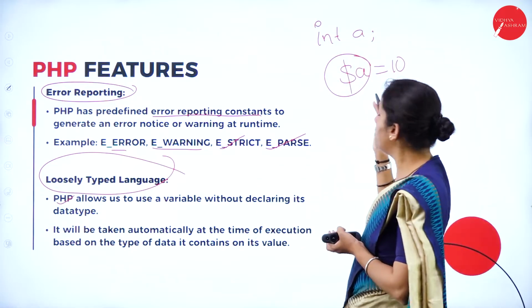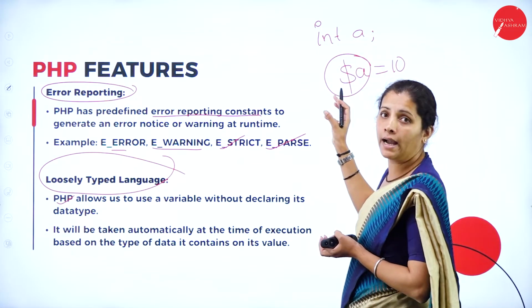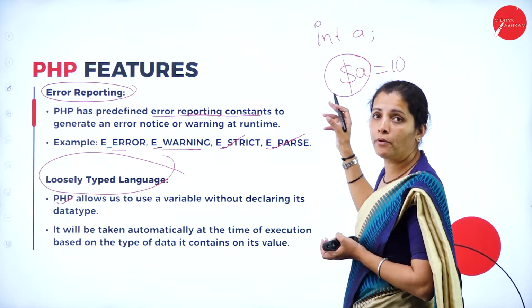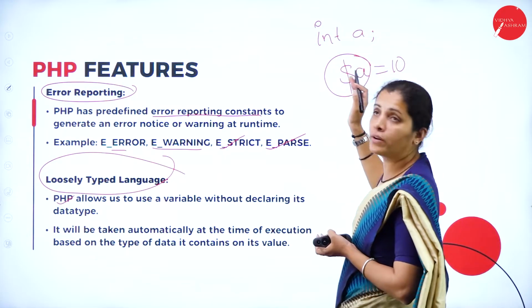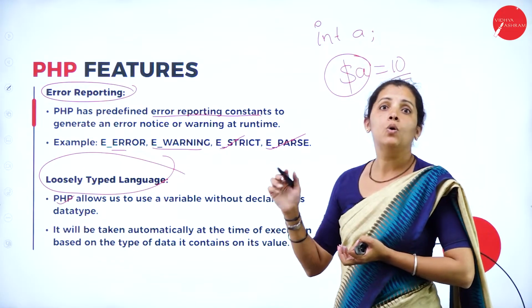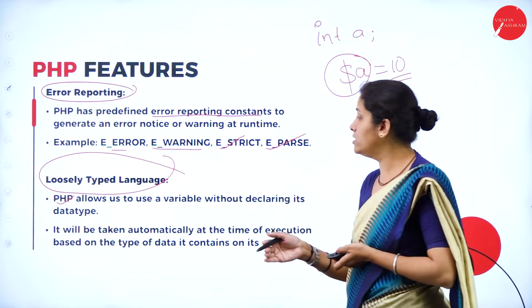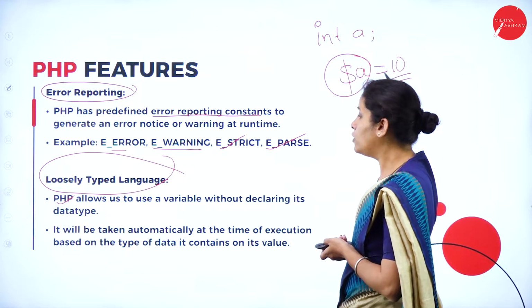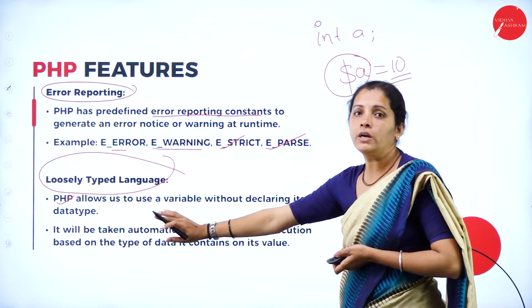So I'm using the variable. What is my variable here? A. And I'm not going to define the type of the data or type of the variable. So automatically, A is of type integer now. Why? Because I'm storing the whole number 10. So whole number is nothing but the integer. So automatically the data type is taken.